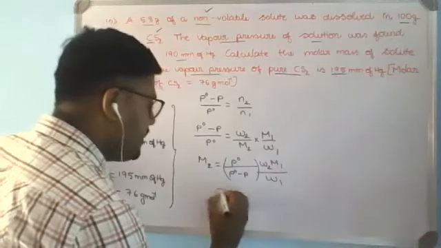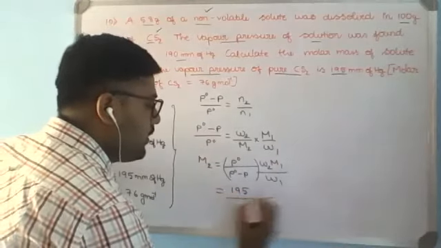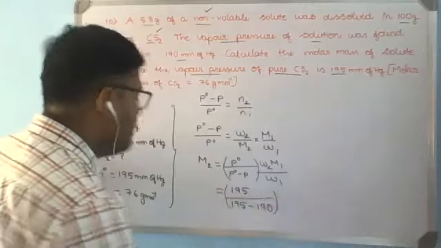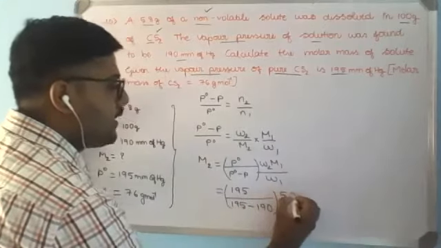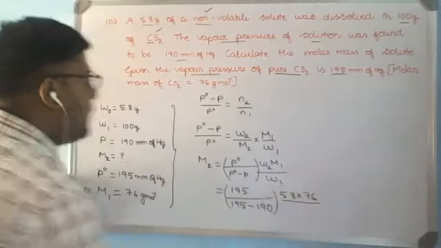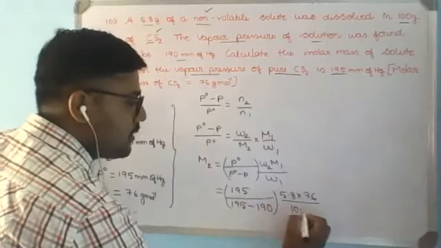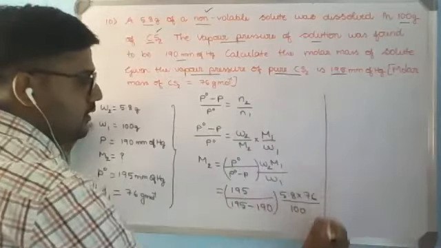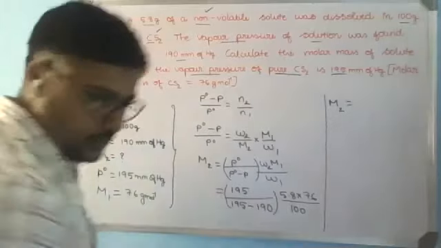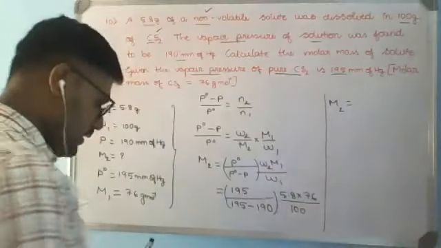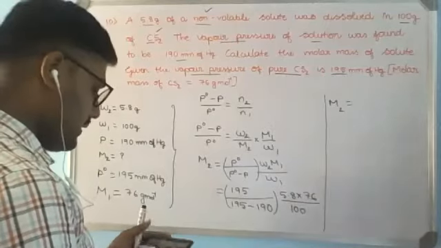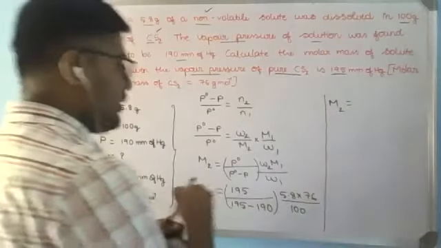So P0 is given, 195. P0 is 195 minus P is 190. W2, mass of solute, is 5.8 grams. Molar mass of solvent is 76. Mass of solvent is 100 grams. As we go for simplification, we'll use a simple calculator for finding the answer. The numerator we will simplify first. It is 195 into 5.8 into 76. So it is 85956.